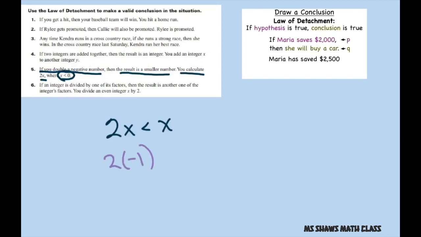And number 5, if you double a negative number, then the result is a smaller number. You calculate 2x, where x is negative. This means x is negative. So the result is a smaller number. And the way you can write that is 2x is smaller than x. And it makes sense because if you do a negative number in there, you get 2 times negative 1 is less than negative 1, because negative 2 is less than negative 1.